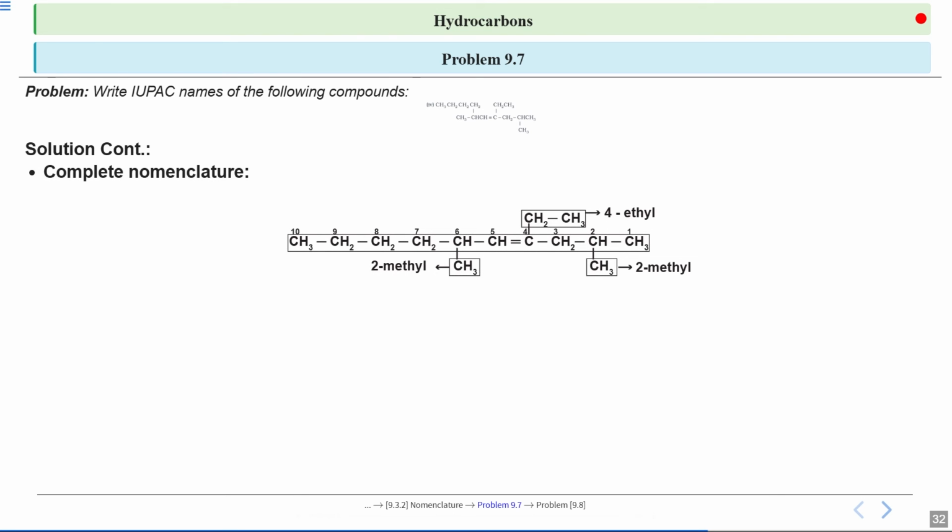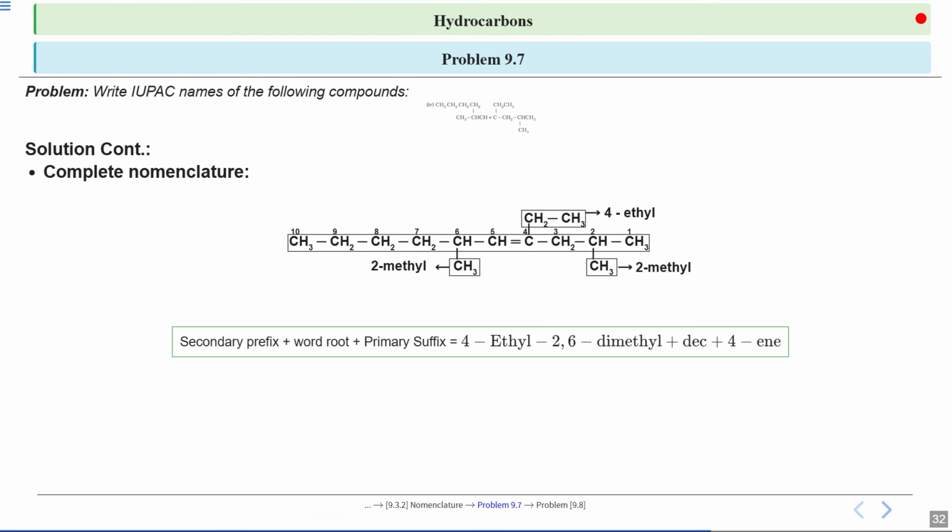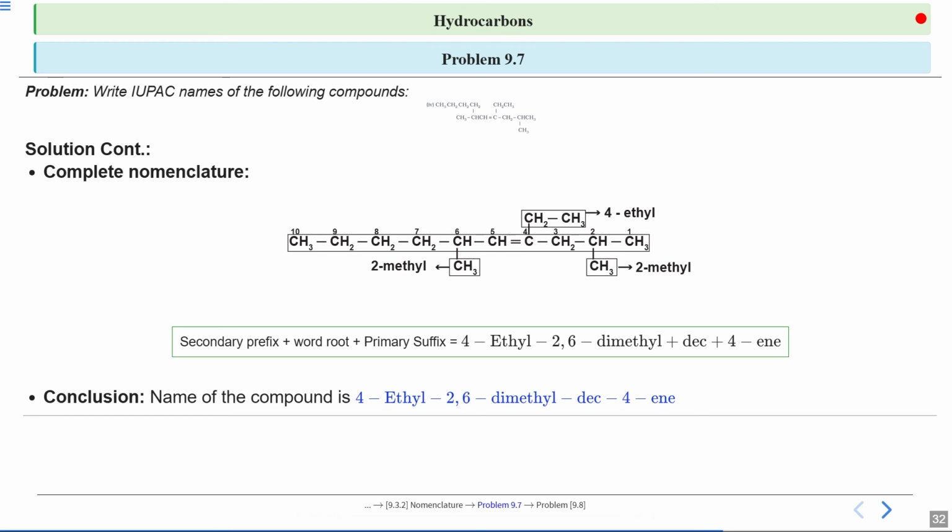So what is the complete nomenclature? Therefore, secondary prefix plus word root plus primary suffix, which will give you 4-ethyl-2,6-dimethyl plus dec plus 4-ine. Therefore, the correct name of the compound is 4-ethyl-2,6-dimethyl dec-4-ine.